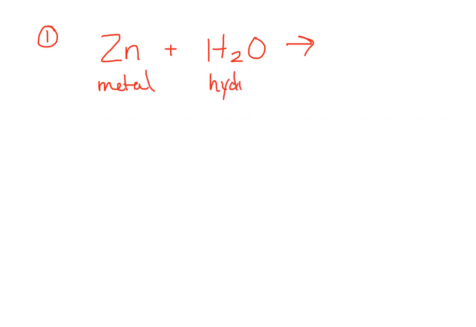Number 1, we've got zinc plus water. What is that going to equal? Zinc is a metal, and we've got hydrogen over here. So that's going to be cationic because it's a metal and hydrogen. So those are what are going to switch.